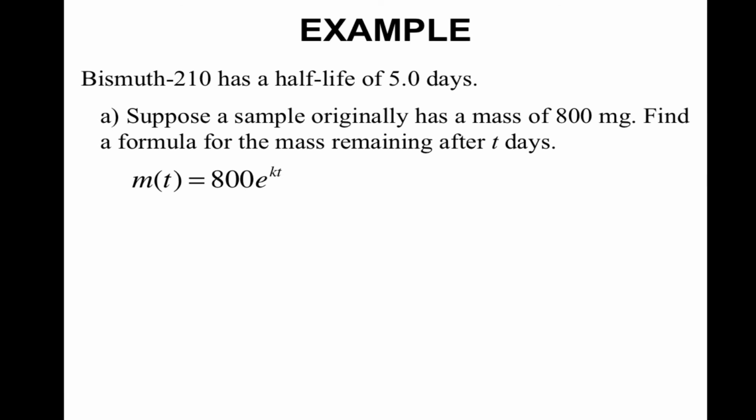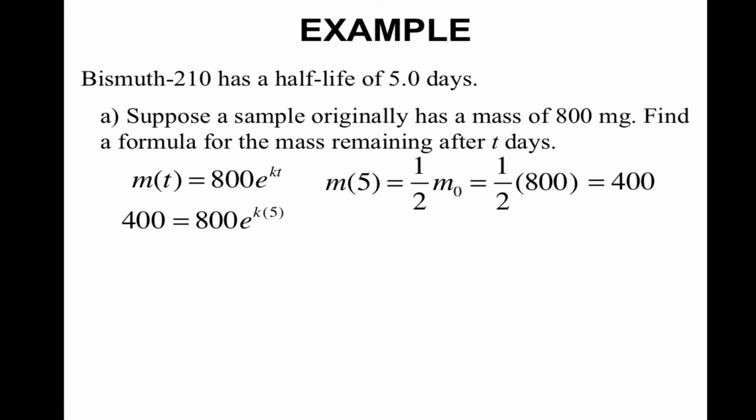And just like in the previous example, I need to first find the value of k. In order to do that, I need a time value and a specific amount of mass. Well, it says here that the half-life is 5 days. So that means after 5 days, my mass is half of my initial mass. So after 5 days, I'm going to have half of 800, which is 400. So I can plug in 5 for time and 400 for mass.